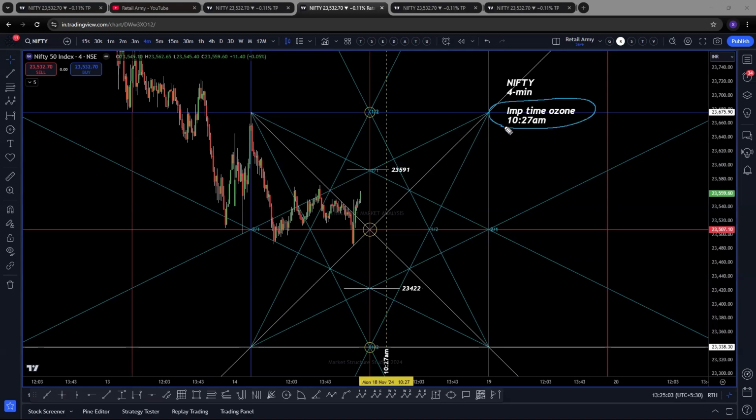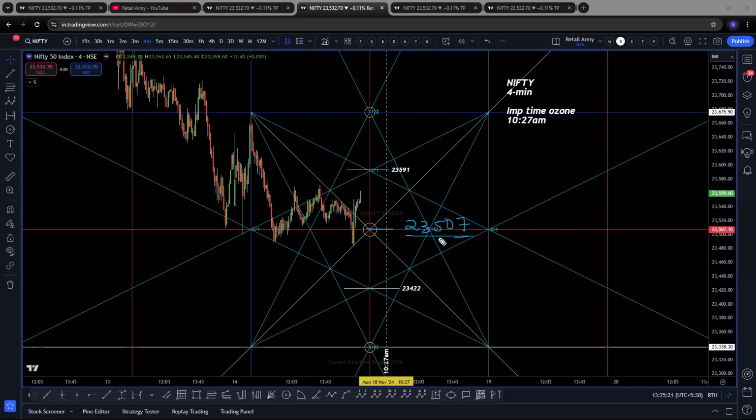The important time zone is 10:27 a.m. tomorrow morning. What do you need to look at? You need to look at one of the few angles which I'm going to tell you. The levels are, note it. One of the major angles, 23,507.